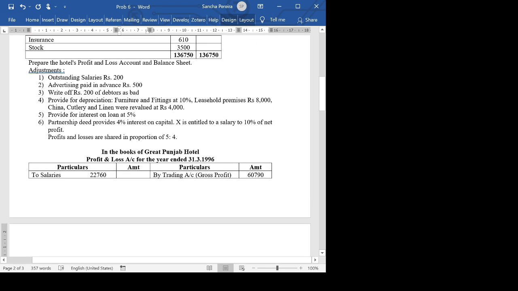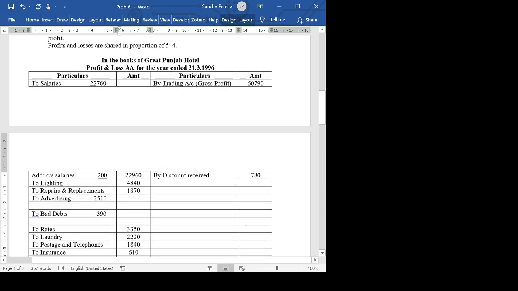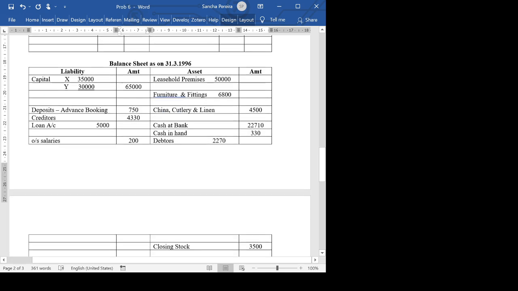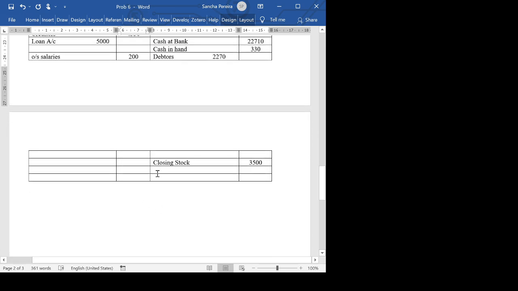Then we have advertising paid in advance rupees 500. So less prepaid, 500. So actual advertising expenditure for this year is 2010, because out of that, part of it was prepaid. So this goes as an asset because it's already paid for next year. Prepaid advertising 500.